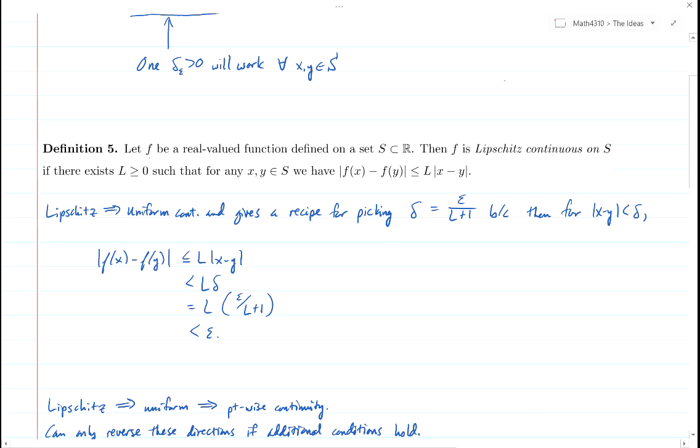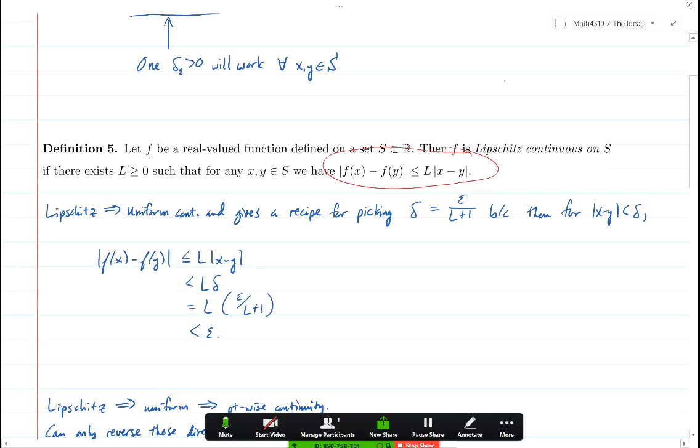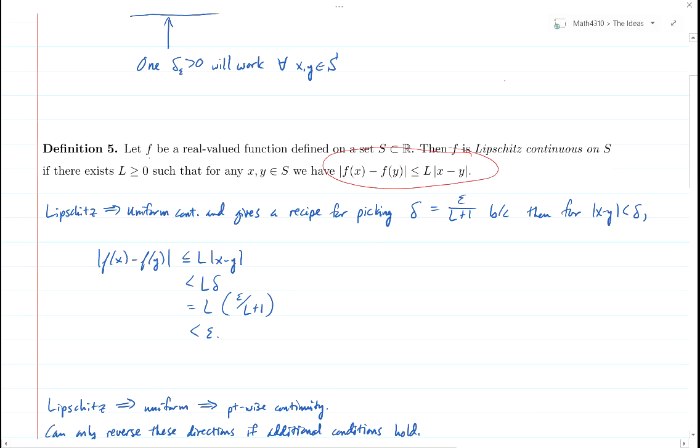Because if you imagine taking this inequality, rearranging it, and dividing by absolute value of x minus y, so assume that x and y are not the same point, then you have something that looks like f of x minus f of y over x minus y.